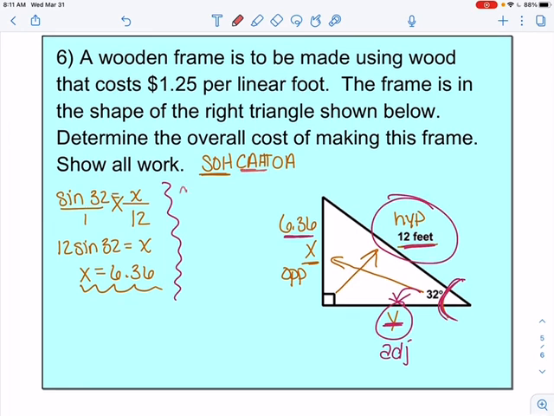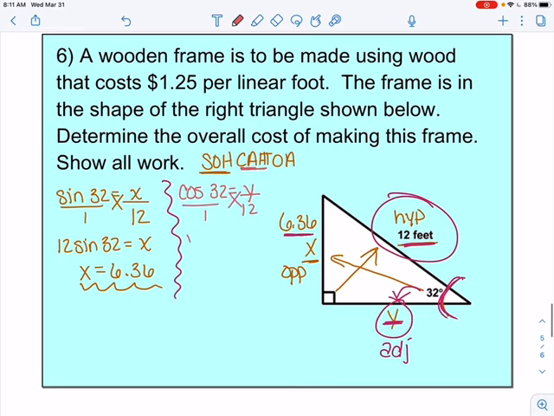So this time we're going to do the cosine of 32 equals the side adjacent, which is Y, over the hypotenuse, which is 12. Same deal. We'll stick that over 1 and cross multiply. So I'm going to have Y equals 12 times the cosine of 32. And when you put that into the calculator, you should get an answer of 10.18. So there's your third side of your triangle.